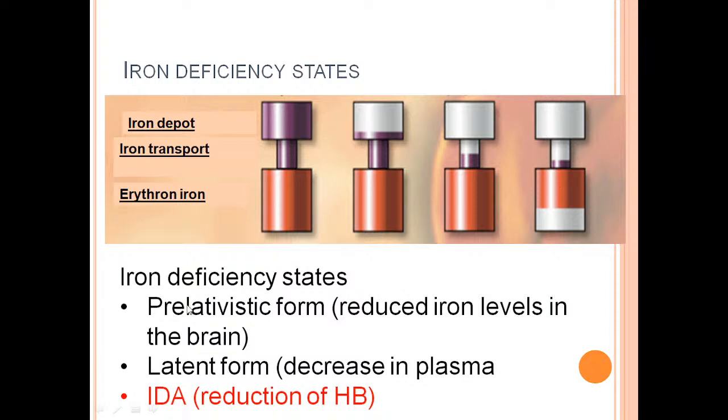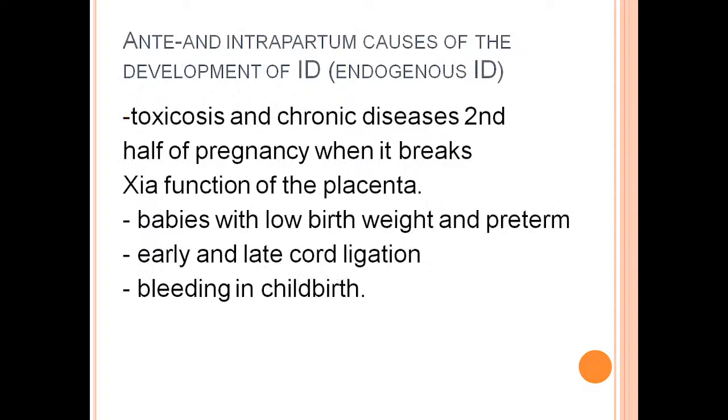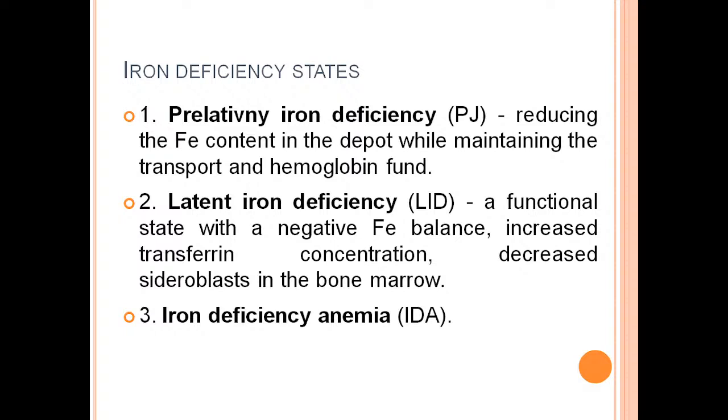That means if your patient has a pre-latent form, reduced levels in the last one. If you see a latent form, that means you have decreased levels of iron in these bands, and iron deficiency anemia is when his level of hemoglobin is decreased. You see this information in the text, you can write it.